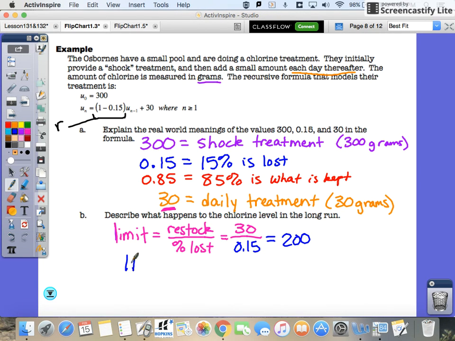So that means it levels off at 200 grams. They want 200 grams in the pool at all times. That's kind of the objective or the goal.